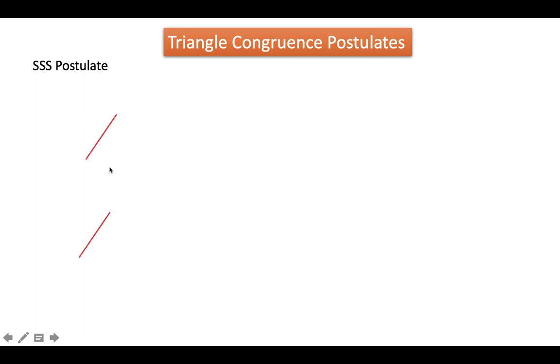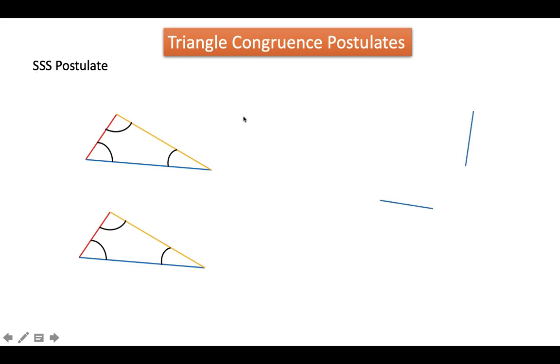It means if these two corresponding sides are congruent, the other corresponding sides are also congruent, and the third sides are also congruent, we can say that the remaining parts, the corresponding angles, are also congruent, and that makes these two triangles congruent with each other by the SSS postulate. Another example: if these two sides are congruent, the other corresponding sides are congruent, and the third corresponding sides are congruent, it follows that the remaining corresponding angles are also congruent.